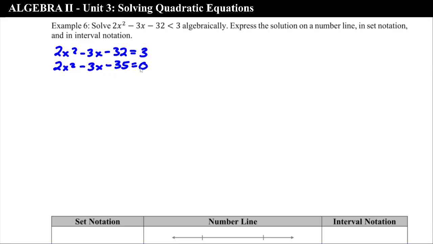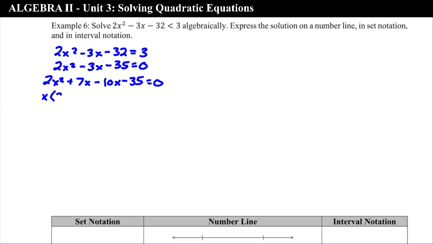So we need two numbers that multiply to give us negative 70 and add to give us negative 3, and that would be 7 and negative 10. So we have 2x squared plus 7x minus 10x minus 35 equals 0. All right, what can we pull out of the first two terms?